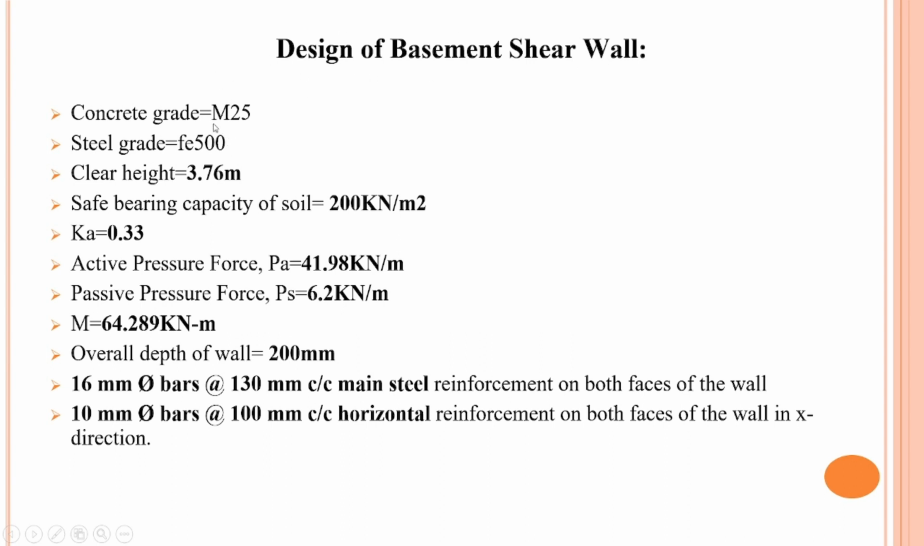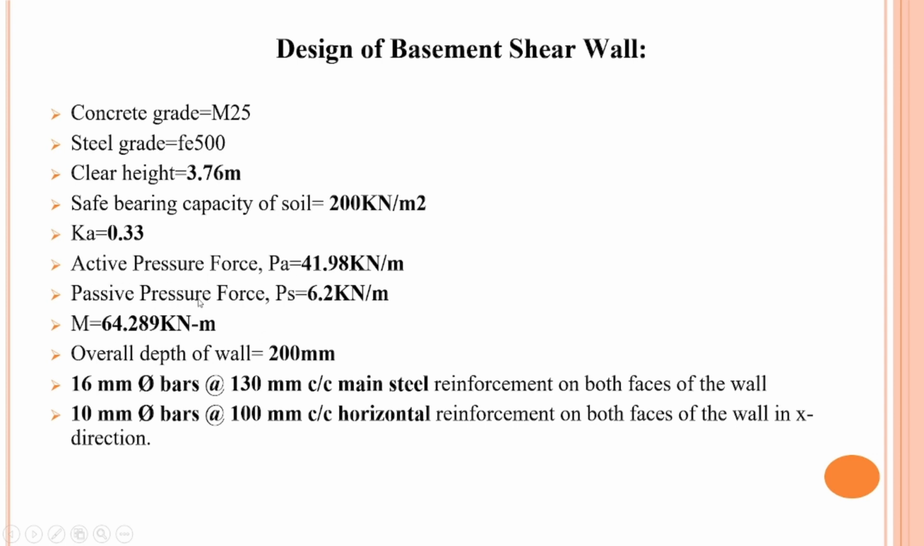Explain what data you have taken while designing the basement shear wall and what the result came out like. The concrete is M25, steel Fe500, and the clear height of the shear wall is 3.76 meters. The safe bearing capacity is 200 kilonewton, and the bearing capacity has been calculated as per the active earth pressure, Ka.